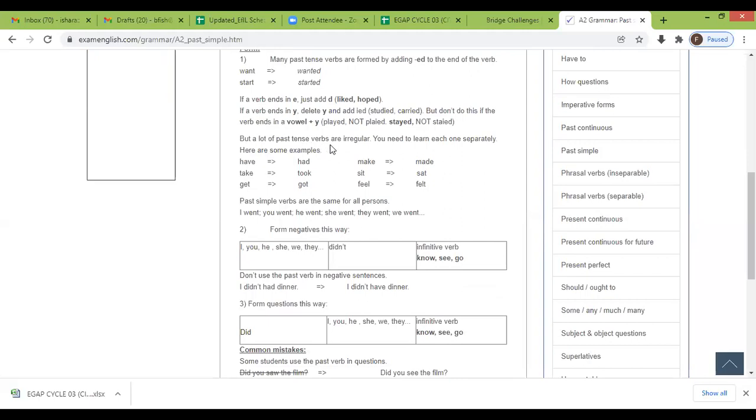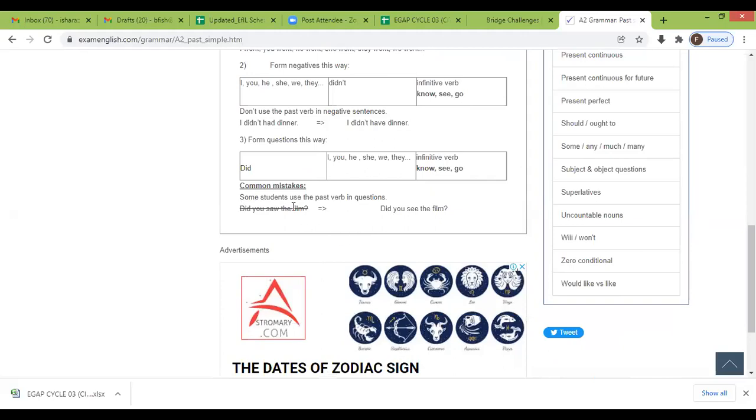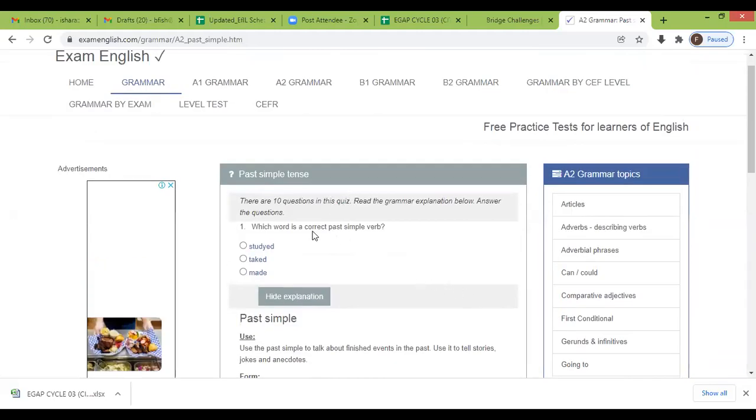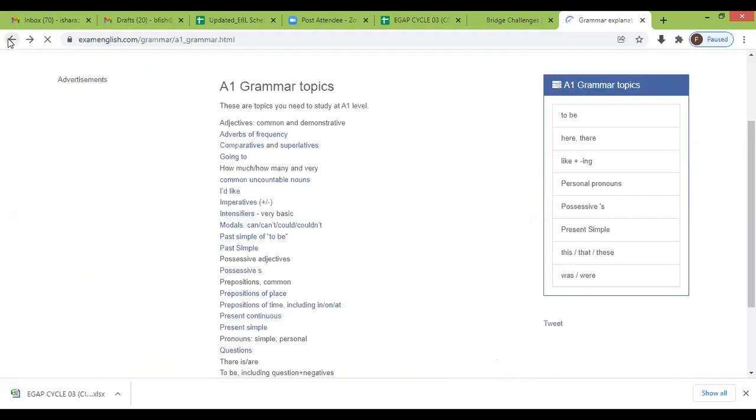But a lot of past tense verbs are irregular. You need to learn each one separately. Here are some examples. I did discuss this with you: have, had, take, took, get, got, make, made, sit, sat, feel, felt. Many of you brought that out as well. There are common mistakes students make when forming questions. Some students use the past verb in a question, like, did you saw the film? No, you say, did you see the film? These are good explanations, very simple and clear. Go through this. If you think there is lacking information, then read all this. Your doubts will be completely clear. Let's move to the next.